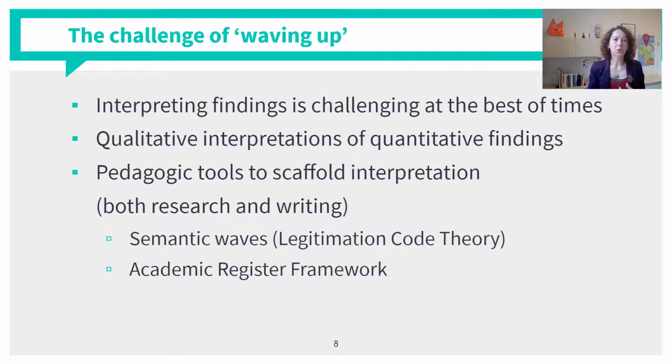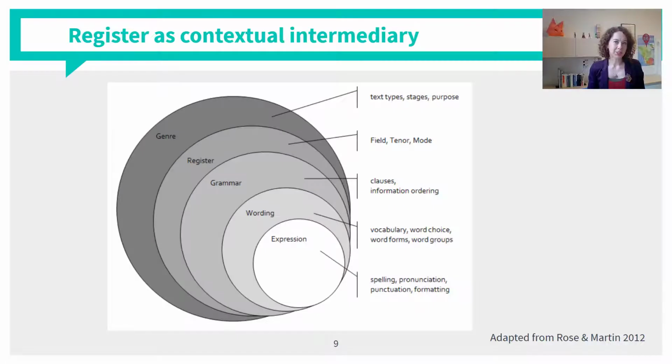So we use two pedagogical tools to help scaffold this interpretation, both the research process of interpreting data and the writing practice of writing an interpretation of data. And these two tools were the semantic waves, which we did teach the students directly, as well as this academic register framework, which we developed to help students with that wave up movement by knowing exactly what to connect their findings to. So what do I mean by register?